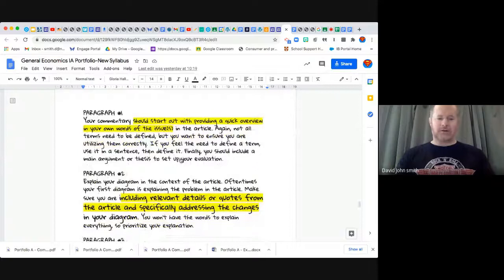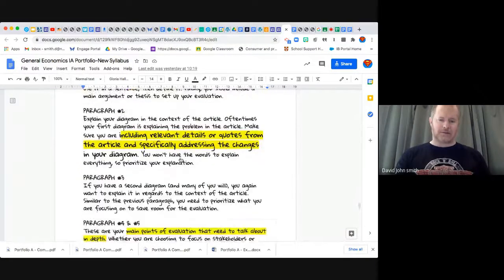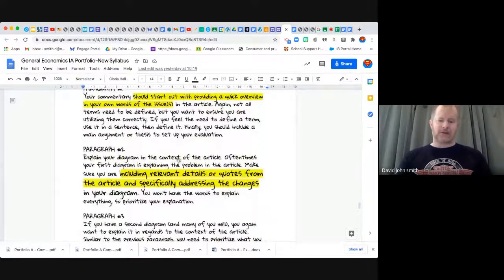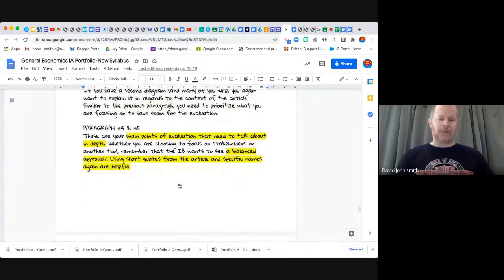I've given you a bit of an overview as to what to think about in the different paragraphs. Essentially you're going to have an initial situation and then a change, and you're going to need to explain that. Include the relevant details, include quotes from the article. Your evaluation is depth, okay? So we want balance. We want quotes from the article.